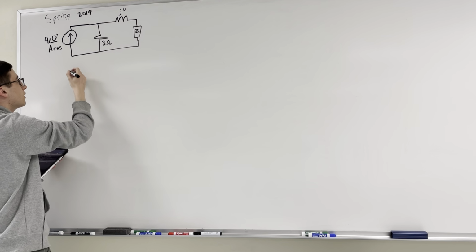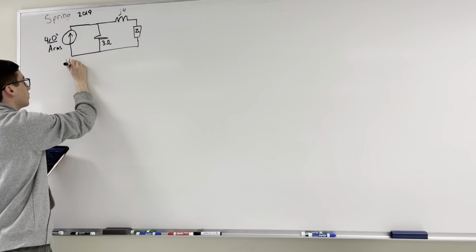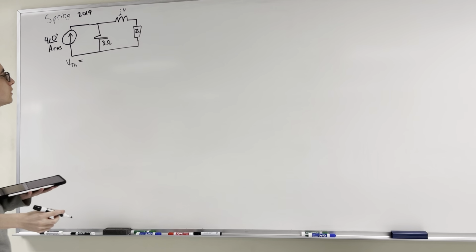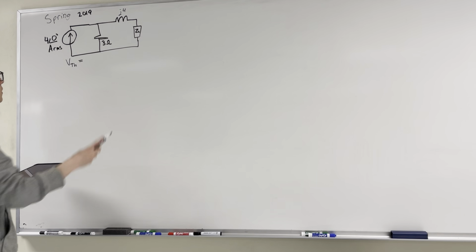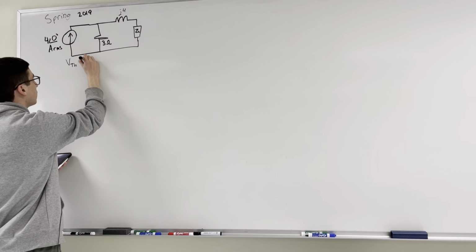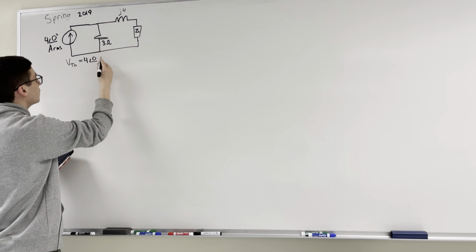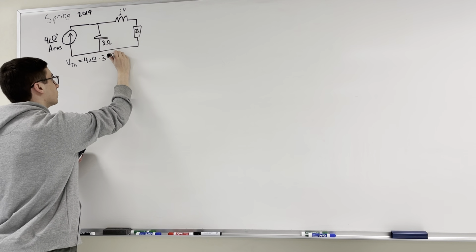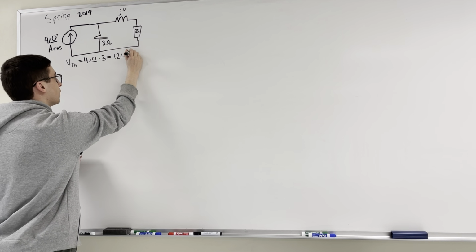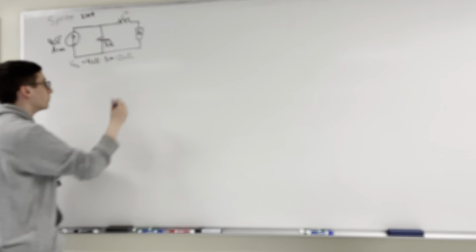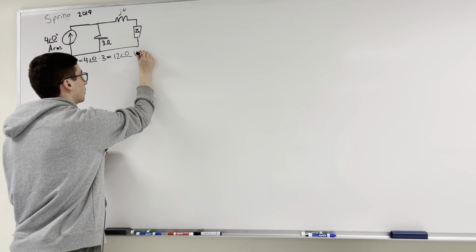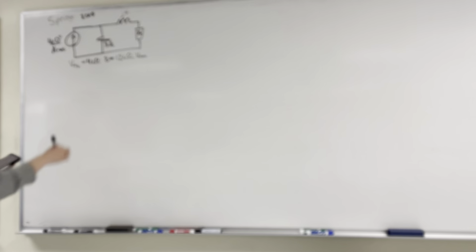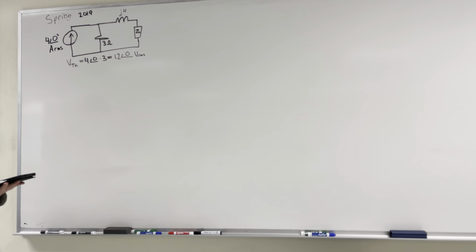So simply VTH is going to be equal to 4 phase angle 0 times 3 ohms. It's going to give you 12 with phase angle 0 volts RMS, since this value is in RMS. All right.